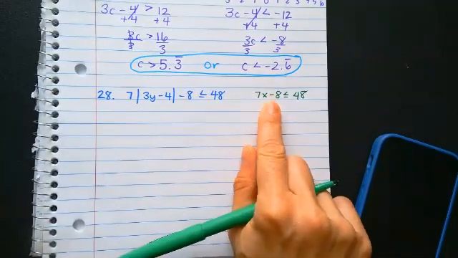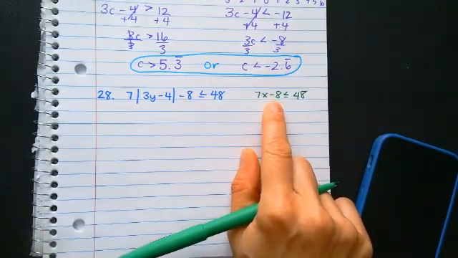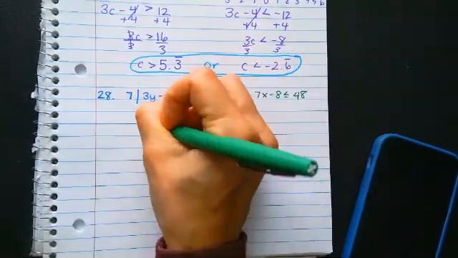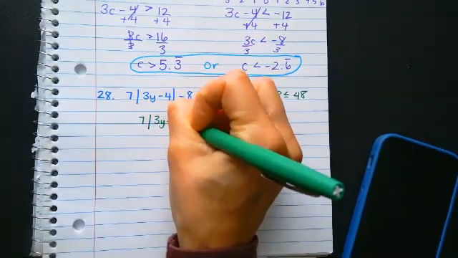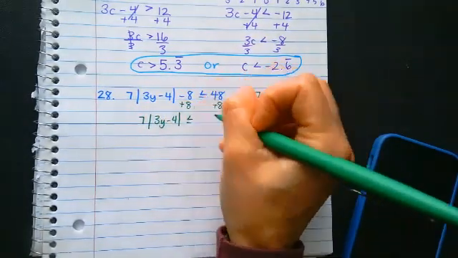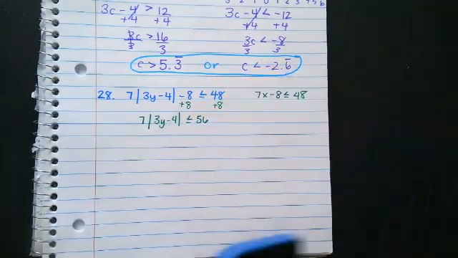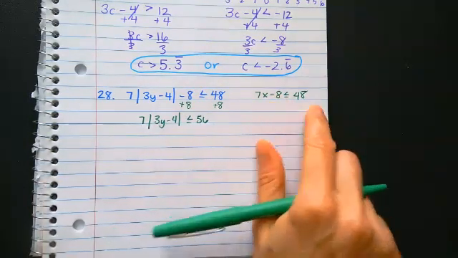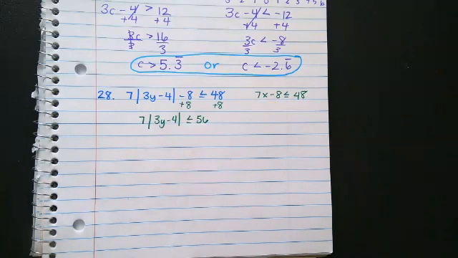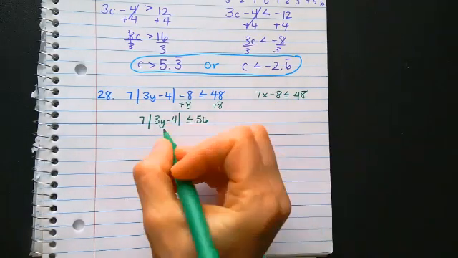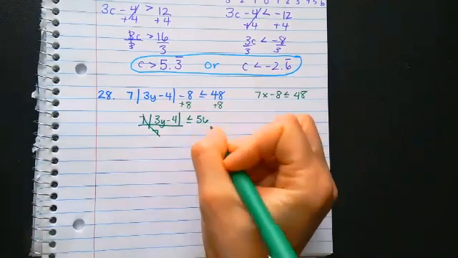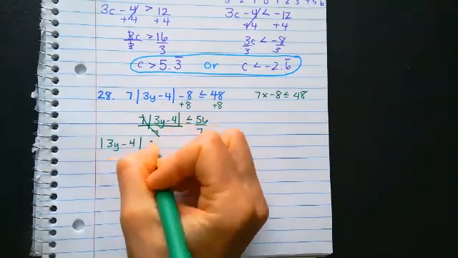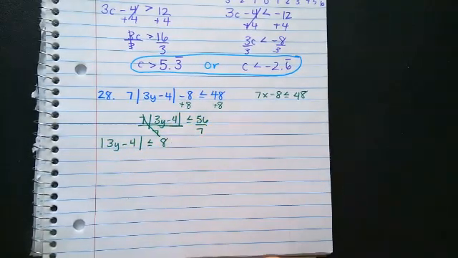So if this were the problem, the first thing that you would undo is the subtraction of 8. So we're going to do that here. We're going to add 8 and add 8. So now we have 7, and then 3y minus 4 in absolute value is less than or equal to 56. Okay, and so then if we had done that over here, right, we would add the 8. The next step would be to divide out that 7. So we're going to do that here. Divide out 7 and divide the 7. So now we have the absolute value of 3y minus 4 is less than or equal to 8.